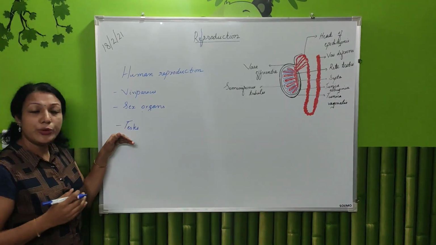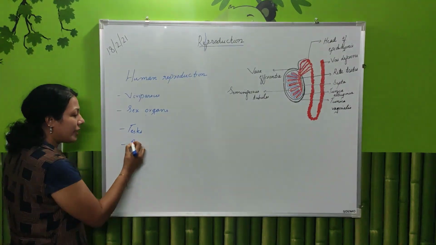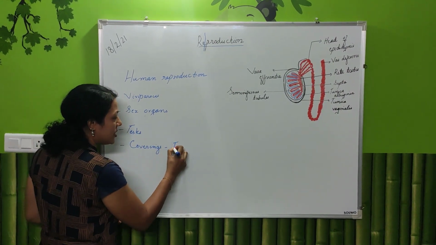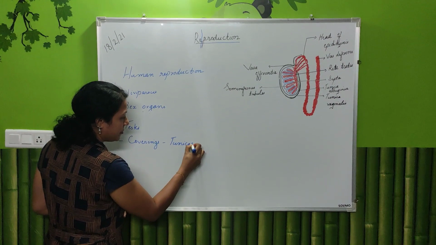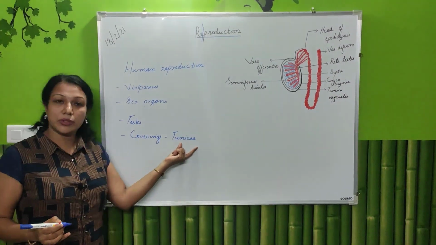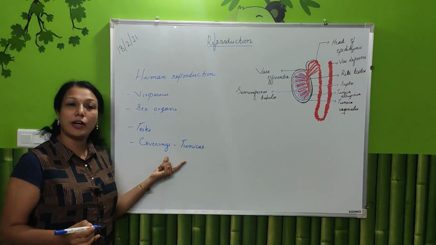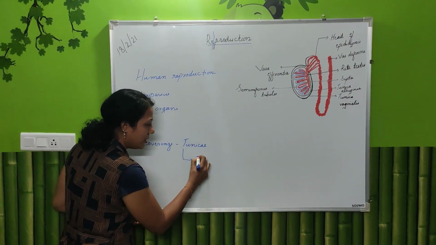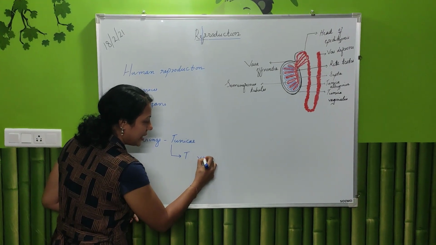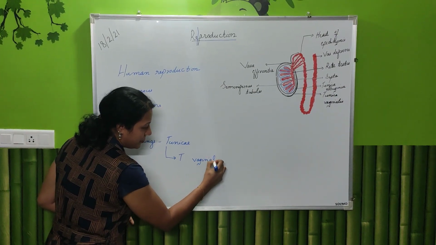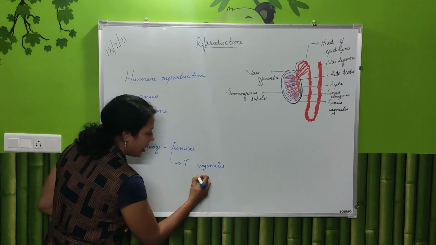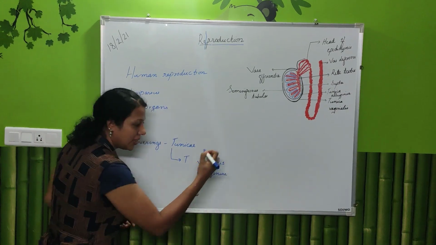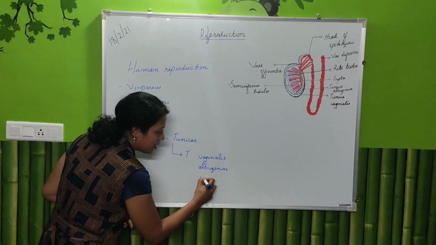Now, when you look at testis, we have the coverings. The coverings of testis, that we will call as tunicae. This is an important question for your NEET. Coverings of testis, we will call as tunicae. Now when you look at the covering, we have the outer covering, tunica vaginalis. Just inside that, we have tunica albuginea. Now we have the tunica vasculosa.